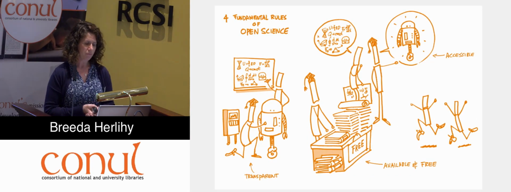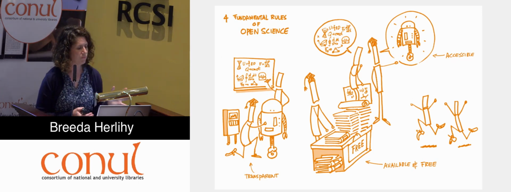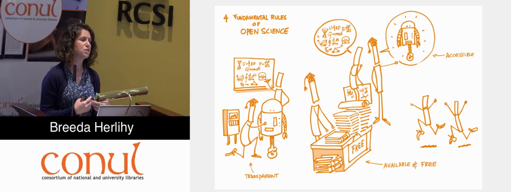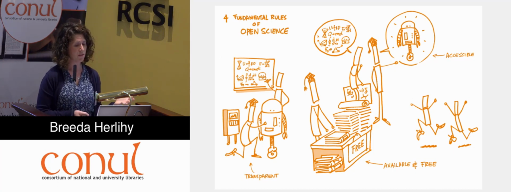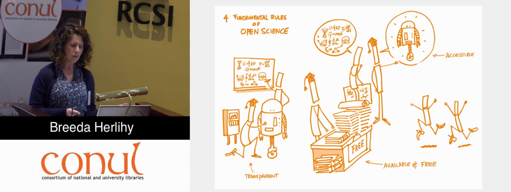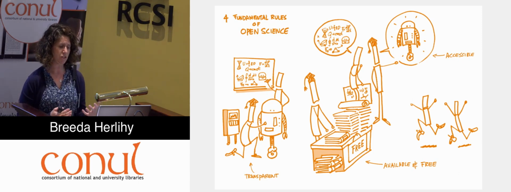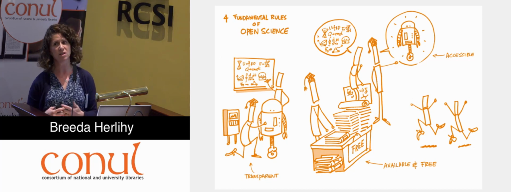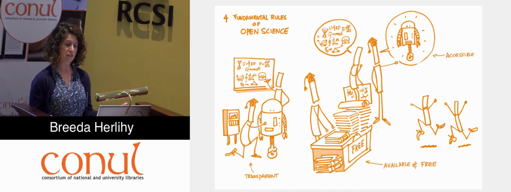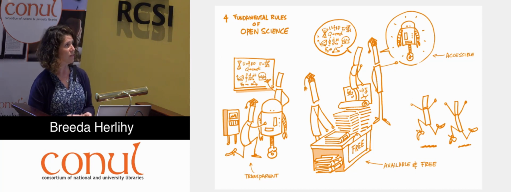So open science, I suppose there are 4 fundamental things to remember, and if that's all you take away from today, then that's fantastic. It has to be transparent, it has to be accessible, and it has to be available and free. And it refers to doing traditional science with more transparency involved than previously was possible, because of the advent of internet technologies, and that has made things vastly more accessible.